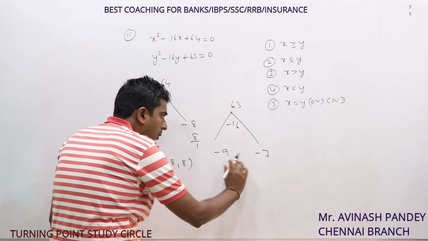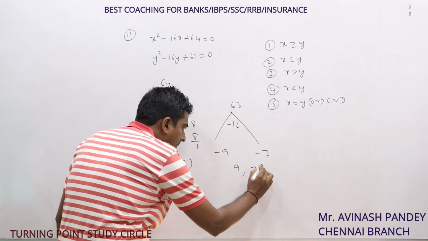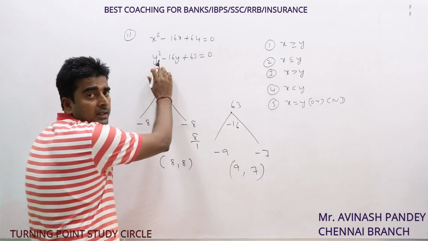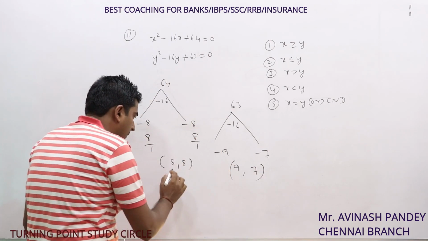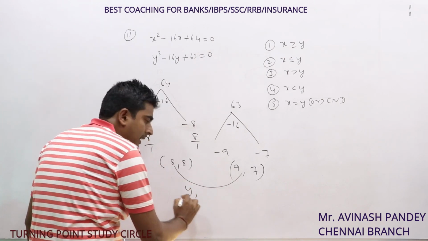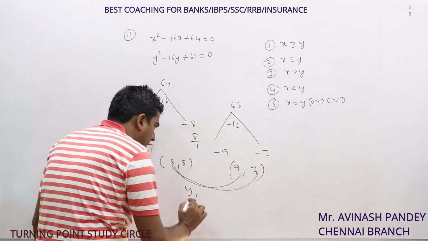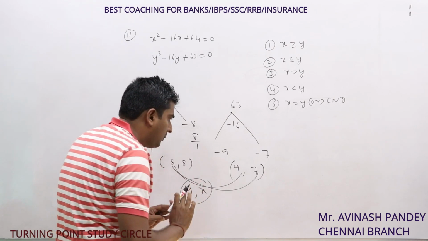Now change the sign in both the sides. So this will become plus 9, this will become plus 7, right? So coefficient is 1. Now we have to compare. So when you compare 8 and 9, which is greater? Y is greater. When you compare 8 and 7, which is greater? X is greater.